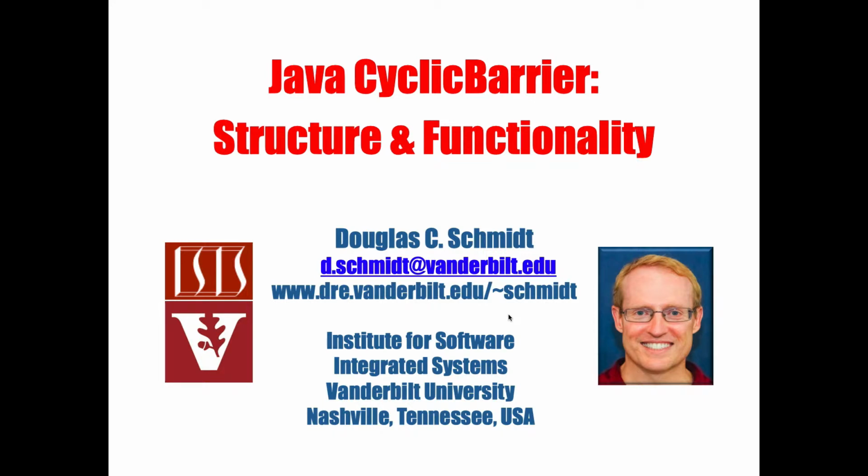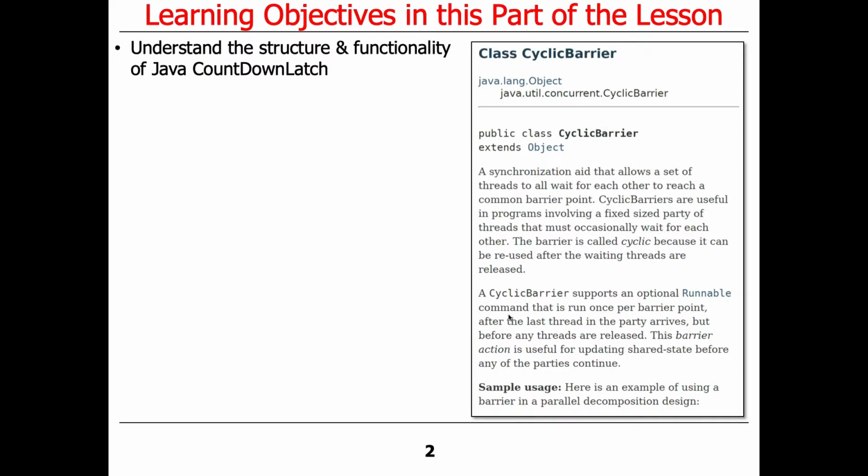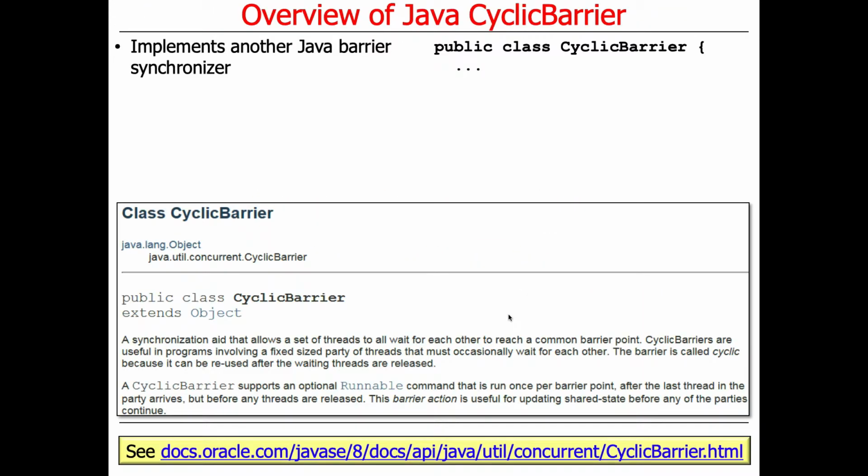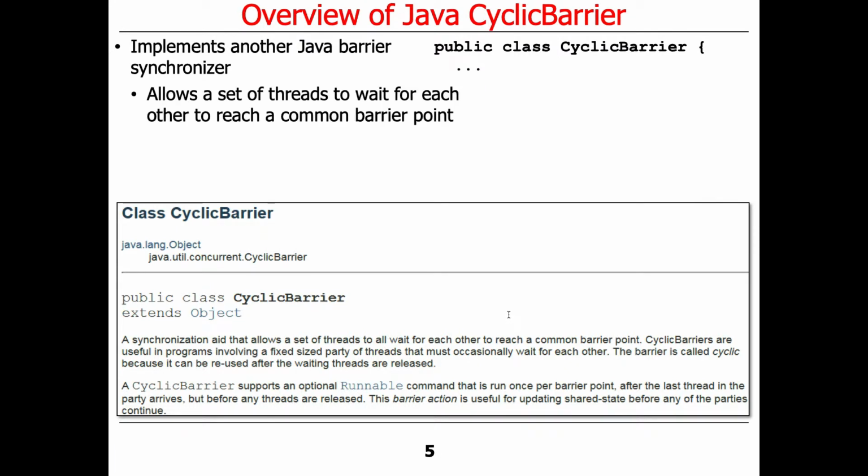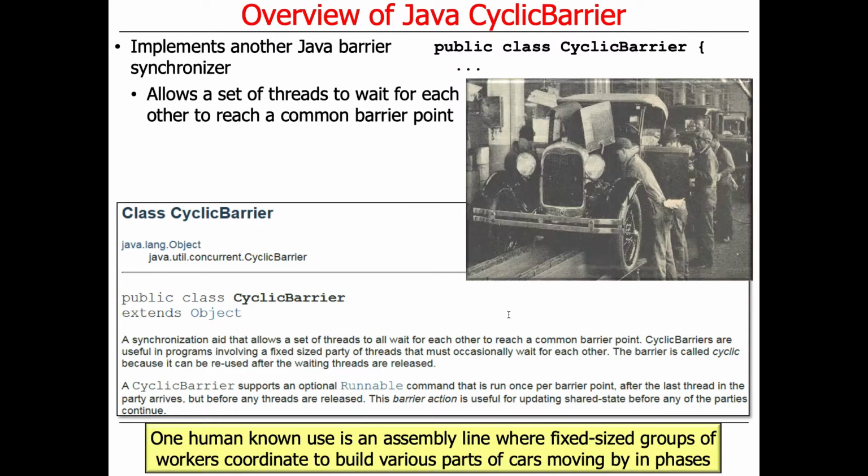The next barrier synchronizer we're going to talk about is the cyclic barrier, and we'll begin by giving an understanding of its structure and functionality. So it's another barrier synchronizer in Java. It allows a set of threads to wait for each other to reach a common barrier point.